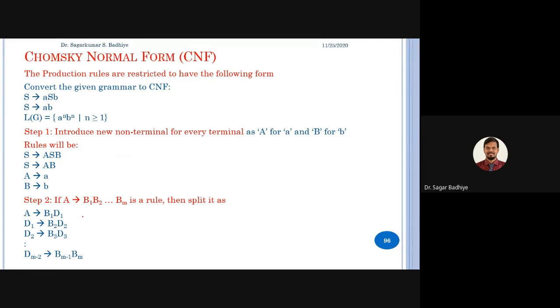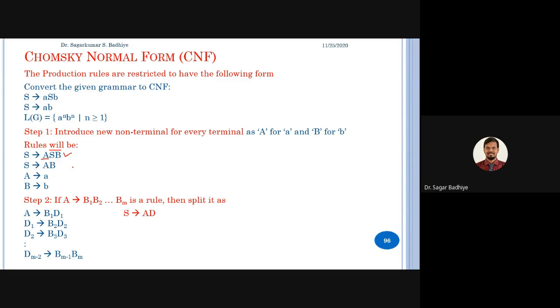Similarly, this kind of rule is to be applied on this rule. S derives to ASB is a rule. So this is the first symbol. We'll keep it as it is, and the remaining two symbols would be replaced by a new non-terminal, right? Like this. So we introduce a new non-terminal.